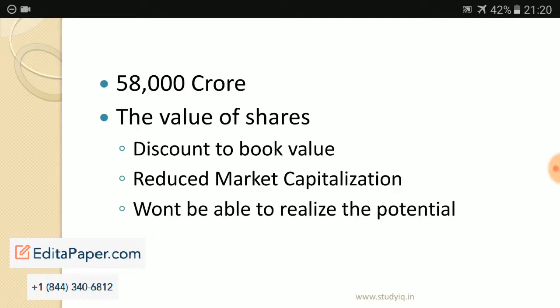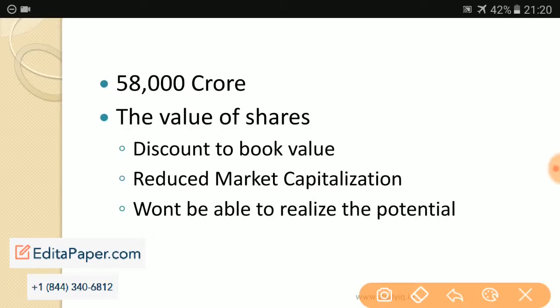But there is one issue with this particular tool, and that is currently the shares of the public sector banks are trading at a discount to the face value because of the rising NPAs, because of the reducing macroeconomic stability, because of the reducing profits. These banks are not giving out much dividends, and as a result, the demand for shares of these banks is reducing, because of which they are trading at a discount to the face value.